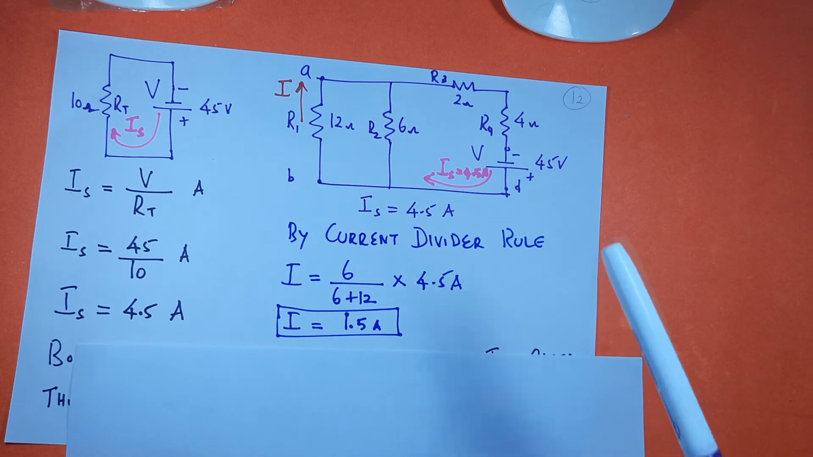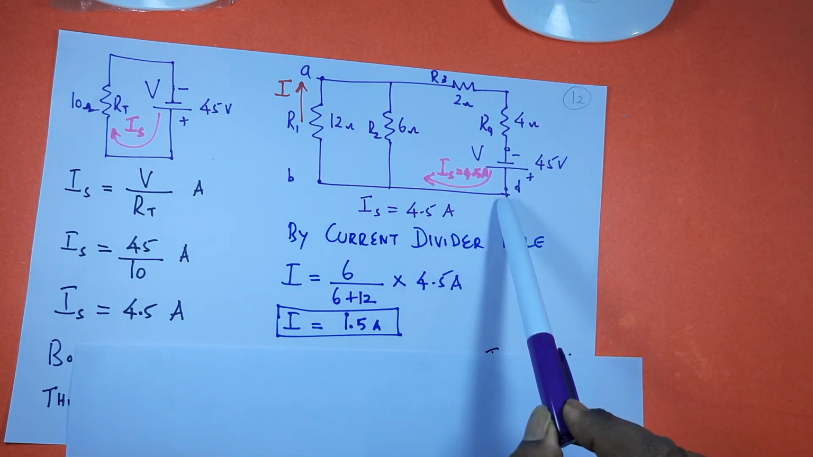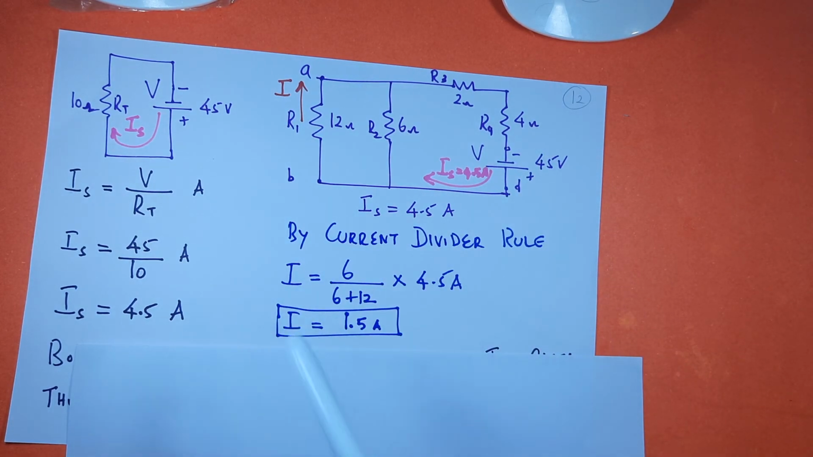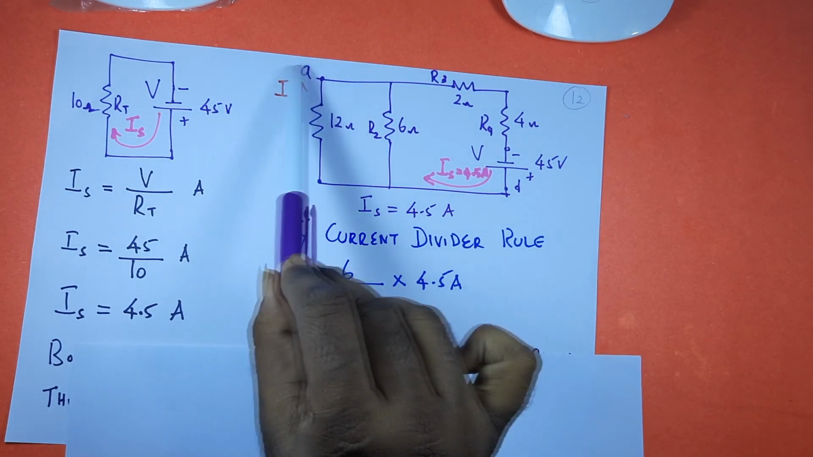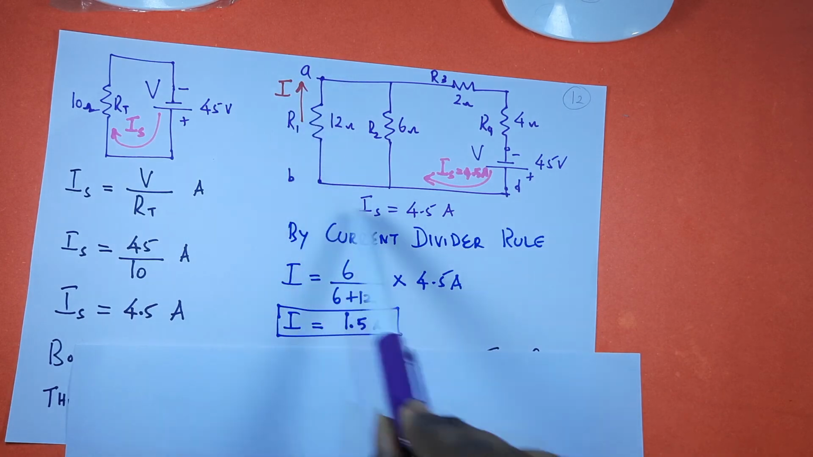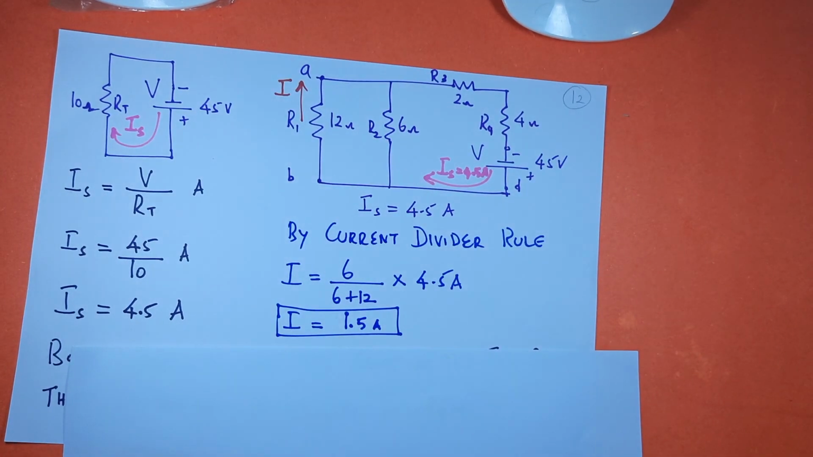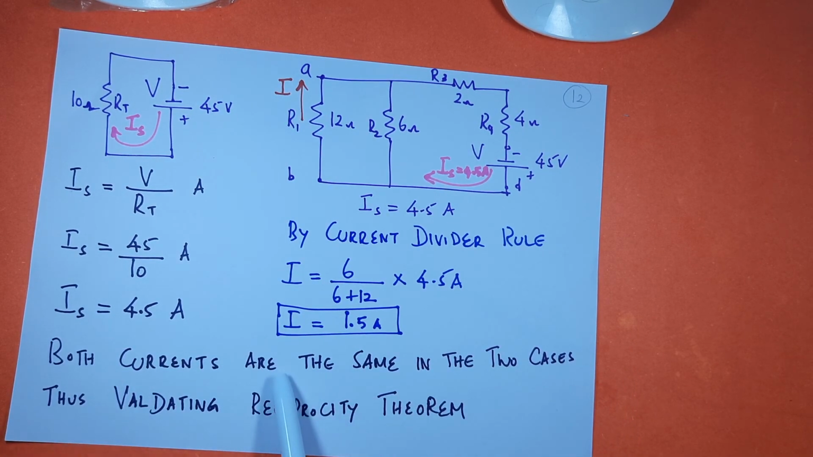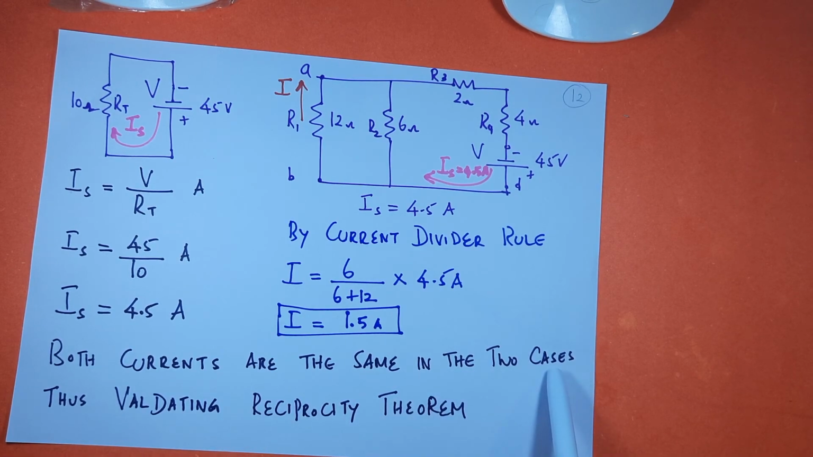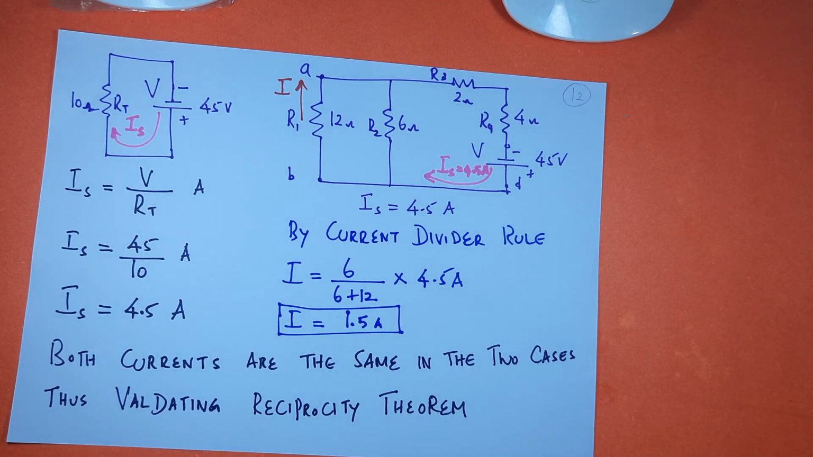So in the previous case, through the CD, the same 1.5 ampere current I. Now in the second case, after exchange of positions, the current I is again the same 1.5 ampere. Both currents are the same in the two cases, thus validating the reciprocity theorem. So the reciprocity theorem is validated through this.